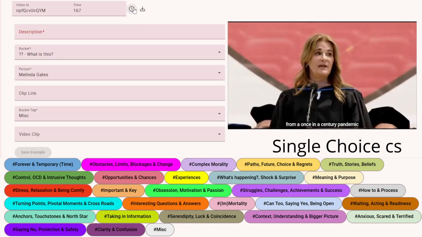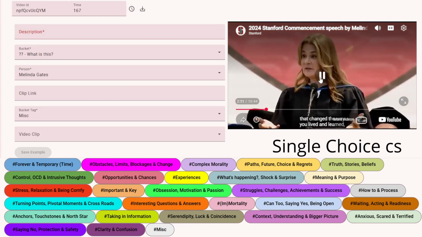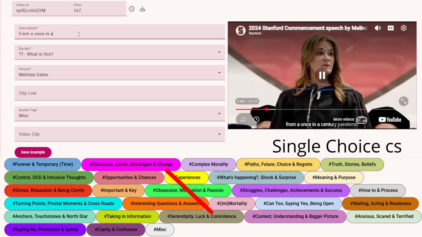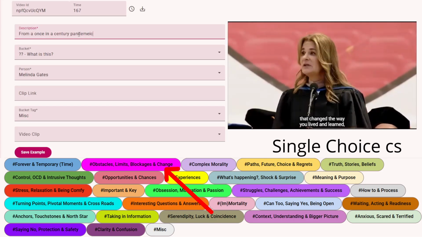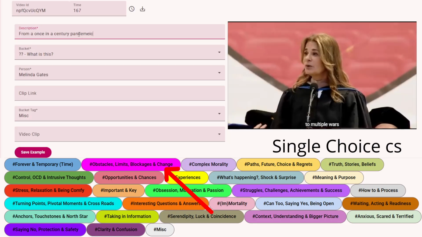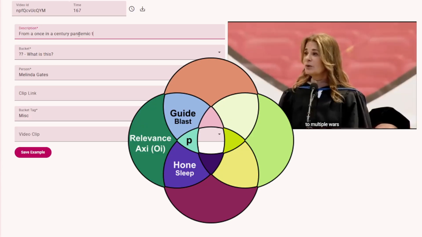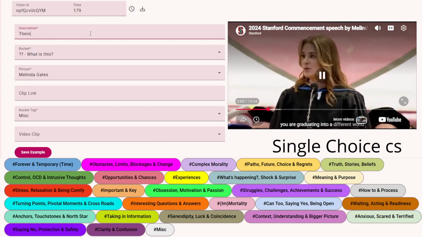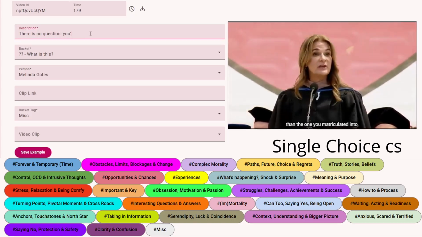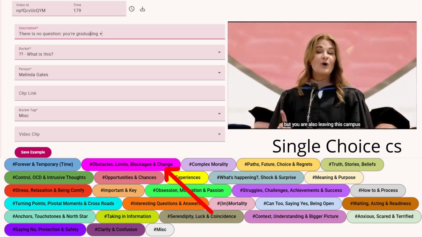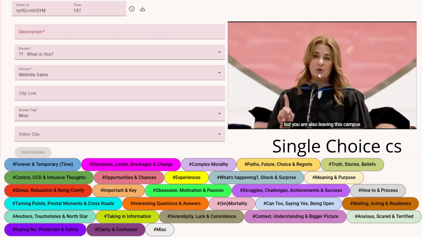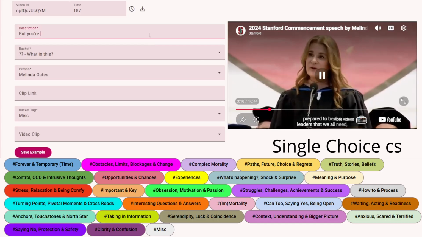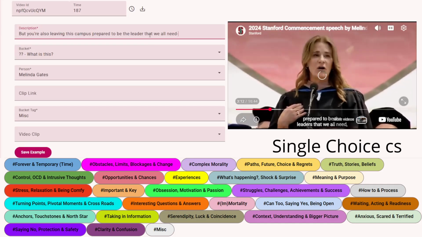"From a once-in-a-century pandemic that changed the way you lived and learned." Again, there's a reference here to time, and then the word change, which isn't always a strong choice word, but in this context of the way we live and learn, I think it is. The way usually makes me think of relevance, and so this might be a hint towards her being protective rather than receptive. "There is no question you are graduating into a different world than the one you matriculated into." Different, I don't tend to save often as choice, but I think in the context of a different world, it's actually quite strong.